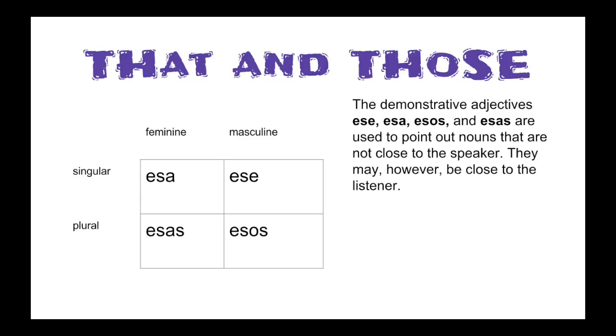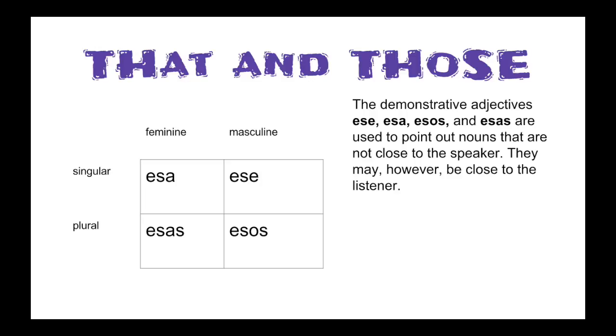Ahora hablamos de that and those. En español se dice esa, ese, esas, y esos. Esa y ese both mean that, but esa is feminine and ese is masculine. Esas y esos both mean those, but esas is for feminine plural and esos is for masculine plural.